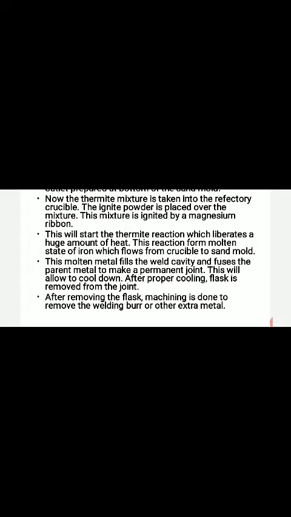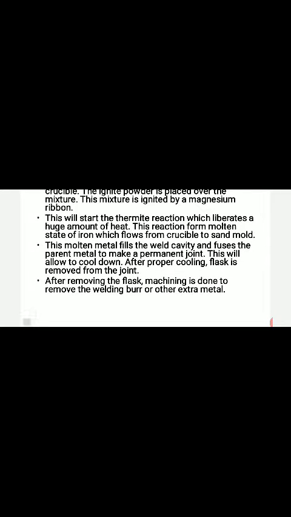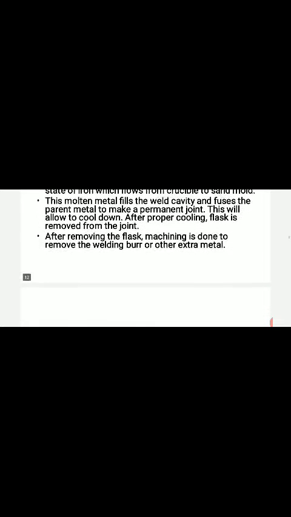This molten metal fills the weld cavity and fuses the parent material to make a permanent joint. This is allowed to cool down. After proper cooling, the flask is removed from the joint. After removing the flask, machining is done to remove the welding burr and other extra material.